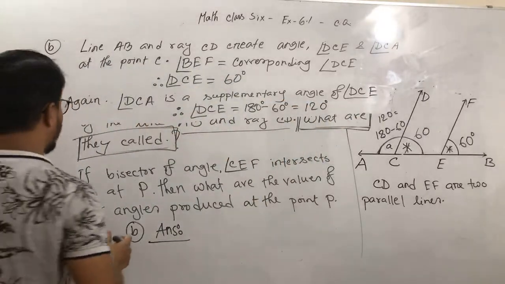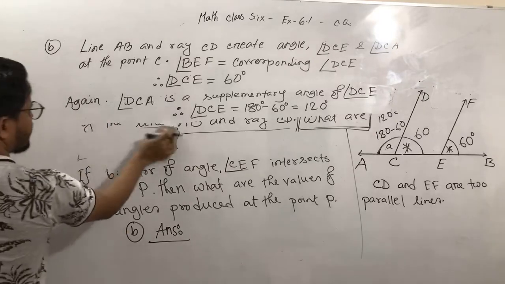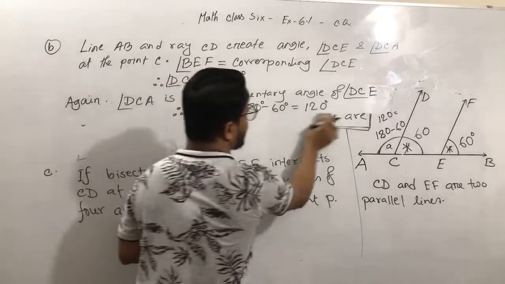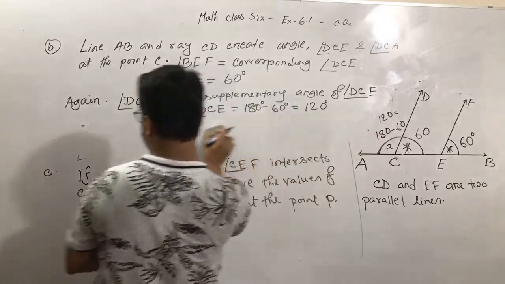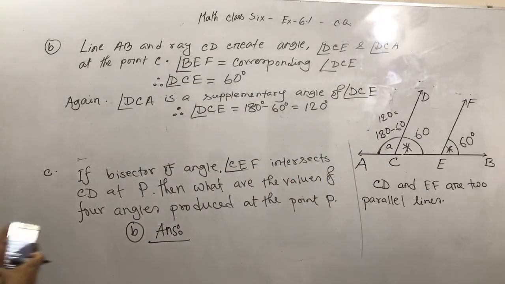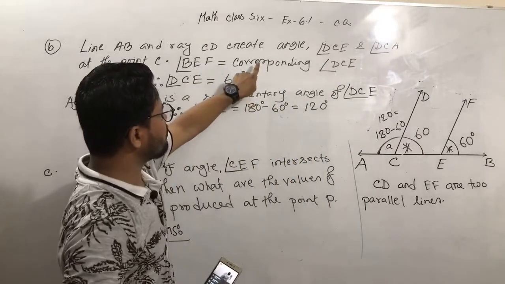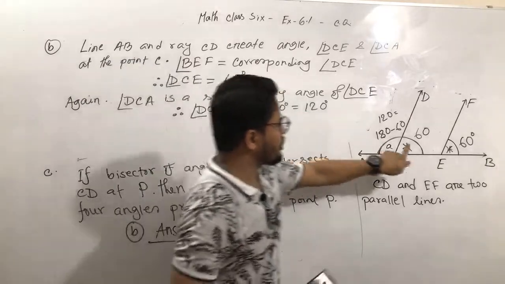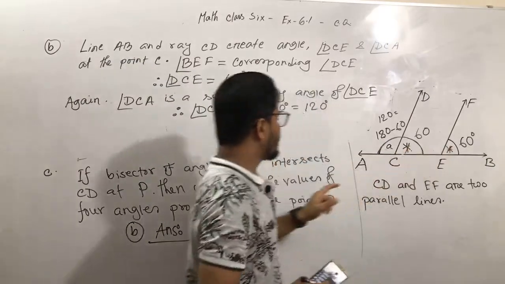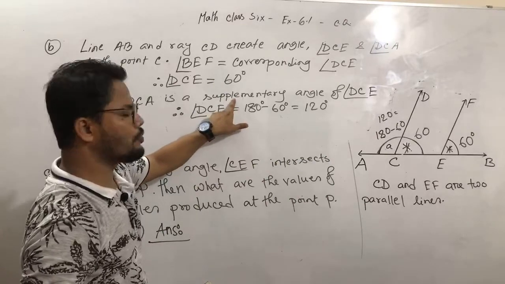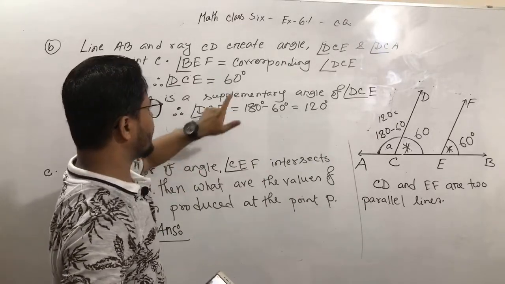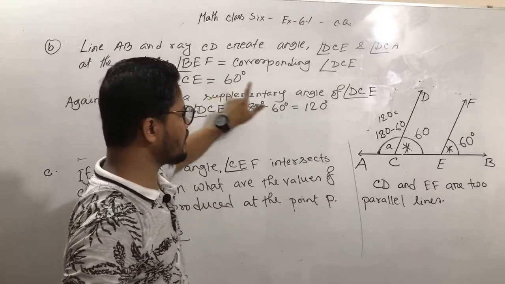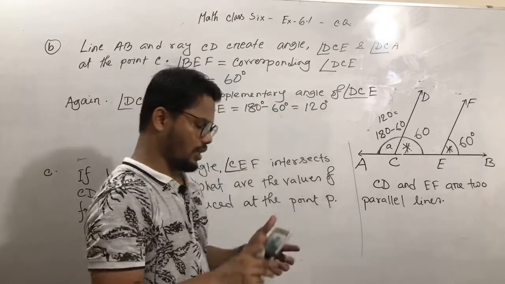So our first question and second question answered, we can write the proper answer here. The first information, their name will be, this is the corresponding angle. Then the second question, the name will be supplementary angle, and their measures will be 60 degrees and 120 degrees.